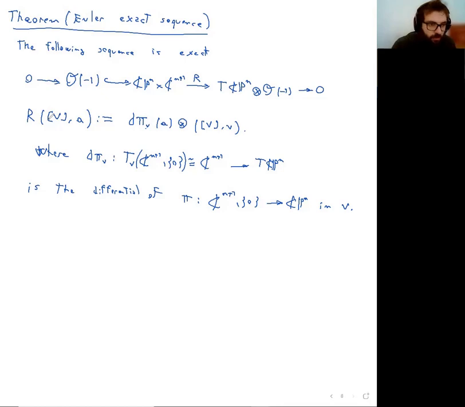One thing we should be careful of is that here we have the equivalence class of v, while here we have v. In fact, this map alone, d pi v of a, is not well defined. But when you tensor it, it is. So let's see that. So, proof.